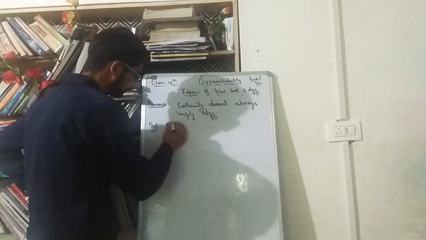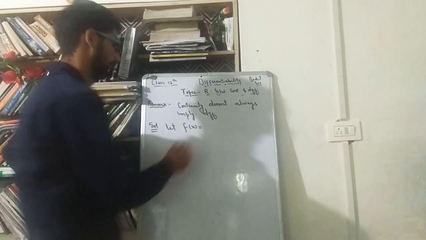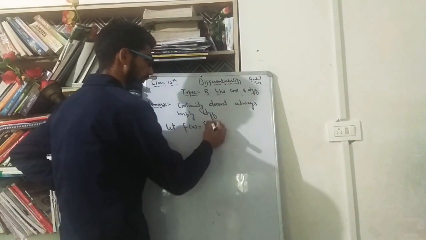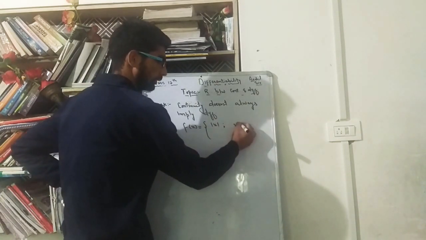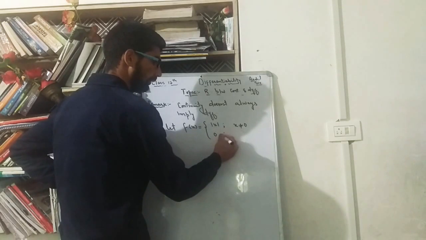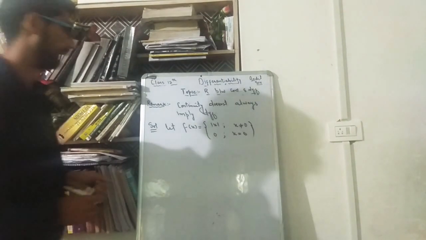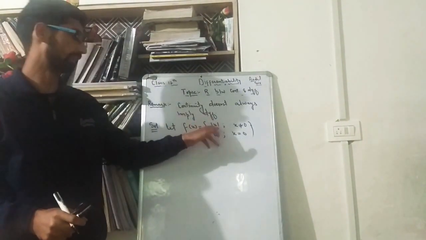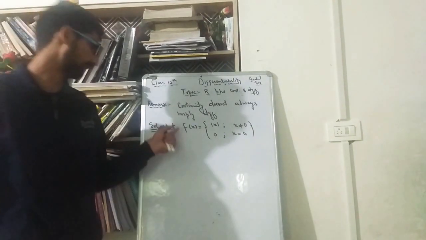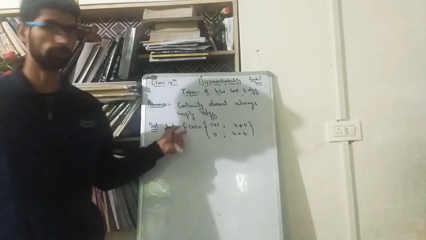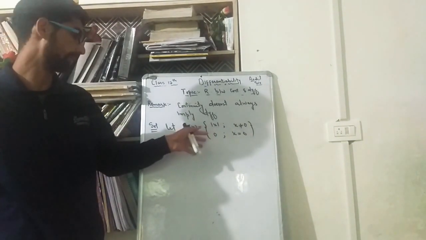Let f of x is equal to modulus of x when x is not equal to 0, and 0 when x is equal to 0. So I have a function given like this, modulus of x when x is not equal to 0 and 0 when x is equal to 0. I will now check whether this function is continuous or not. First I will check whether this is continuous. If it is continuous, then we will go for differentiability.